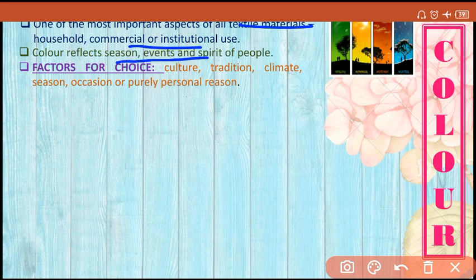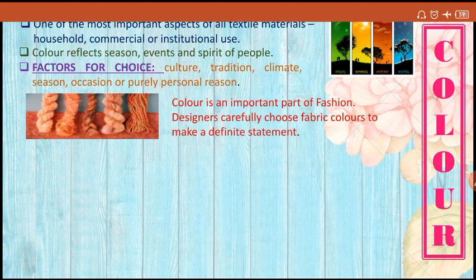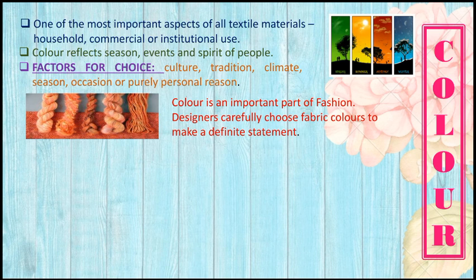When we have to make a choice for the color, whether you are a designer or a consumer, you take into account the color, tradition, climate, season, occasion, or your personal choice. For example, in India, we have bright colors which are worn in marriages, etc. But in the West, it's generally the white color. So culture and tradition play an important part. The second is color, an important part of fashion.